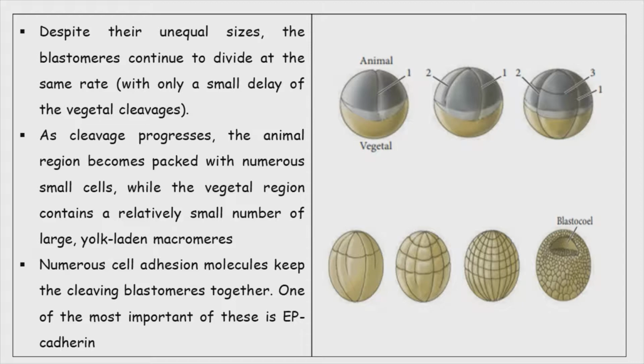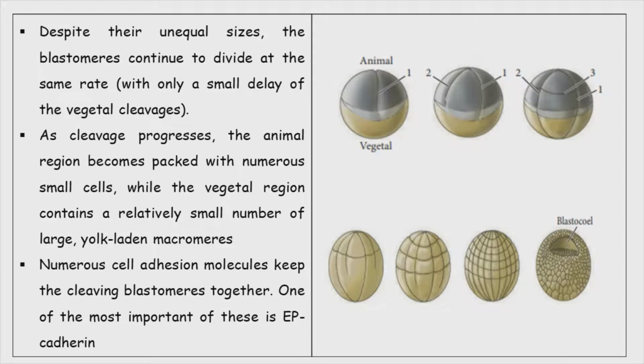In fifth cleavage, which is horizontal, 4 tiers of blastomeres are formed as a result of the fifth cleavage, which are present in the form of a bowl-like structure. So despite their unequal sizes, the blastomeres continue to divide at the same rate, and the cleavage progresses. The animal region becomes packed with the numerous small cells, while the vegetal region contains a relatively small number of large and yolk-laden macromeres.